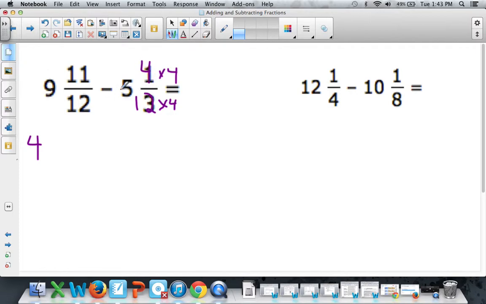Now we can subtract, no problem. 11 minus 4? 11 minus 4? Easy. 11 minus 4 is 7. 7 what? 7/12.